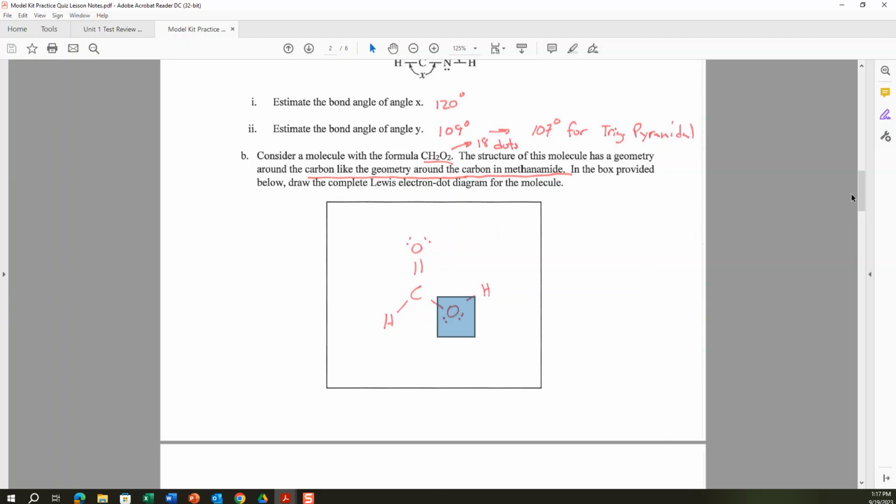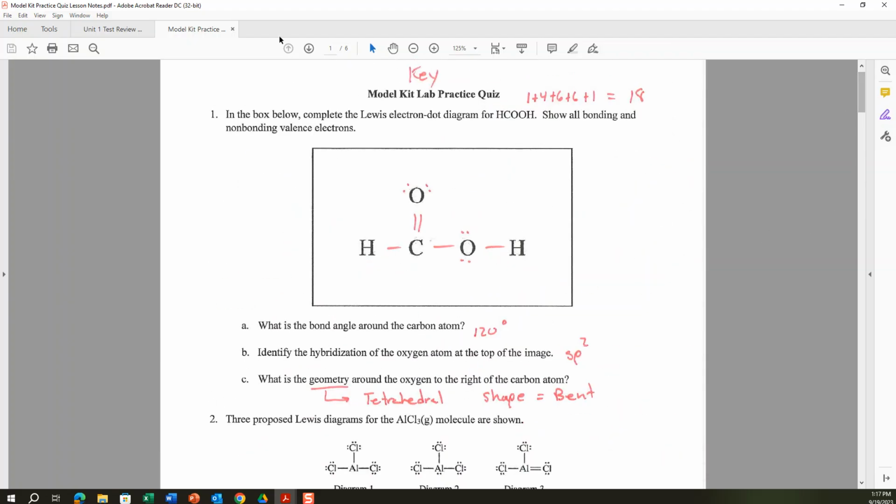All right, so hopefully this helps you out with prepping for the model kit lab quiz. As you know, if you think this is easy, it's because it's not difficult. You've got to memorize some things, but it's all pretty simple and straightforward. Just don't fall for the traps, right? This bond angle is not really 180 degrees, okay? So that should be good.